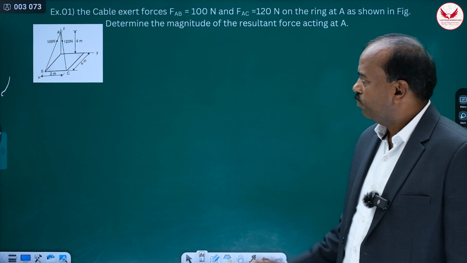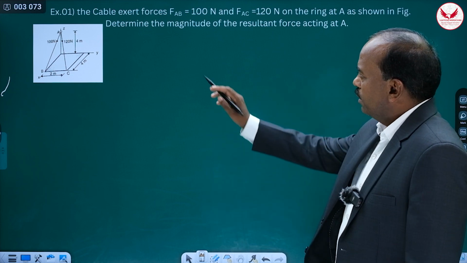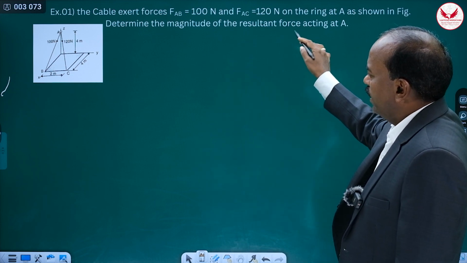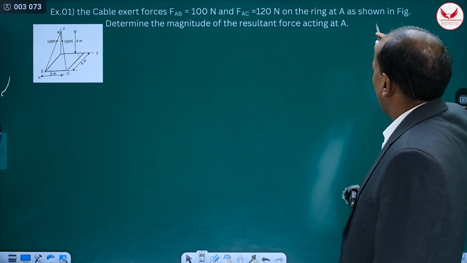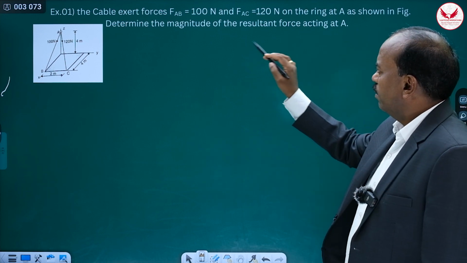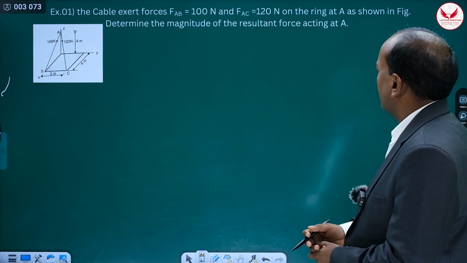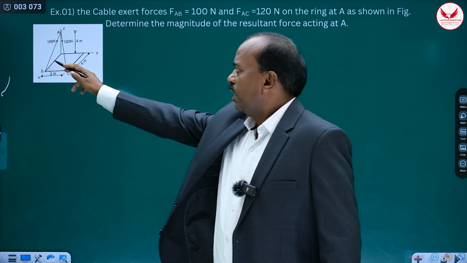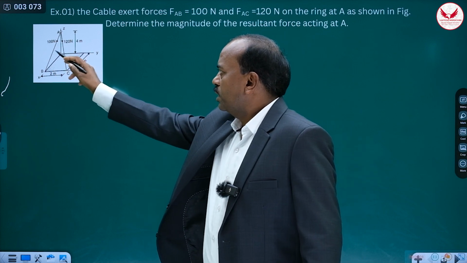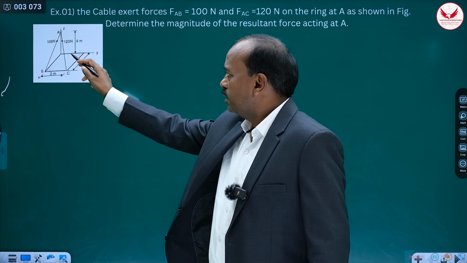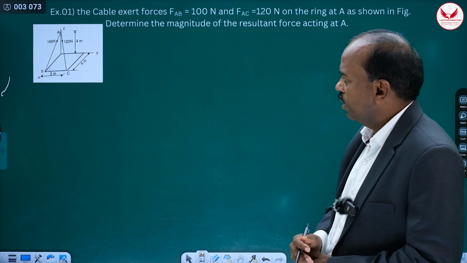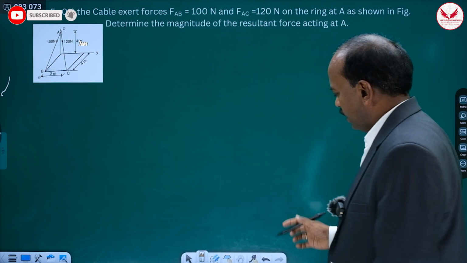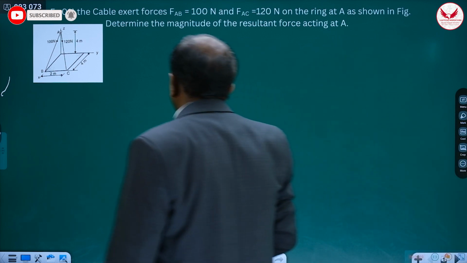Now we'll see the problem on resultant of concurrent forces. The cable exerts forces FAB is equal to 100 Newton and FAC is equal to 120 Newton on the ring at A as shown in figure. Determine the magnitude of the resultant force acting at A. Means what we have to do? Two forces are acting at A in the form of these cables, tensile forces, and we have to get the resultant of these two concurrent forces. So how to solve it? The question will be like this. Then in the exam, how you have to solve it?